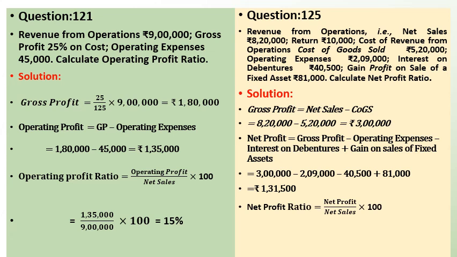So now net profit ratio is equal to net profit by net sale into 100, and we have 16.04% as net profit ratio.